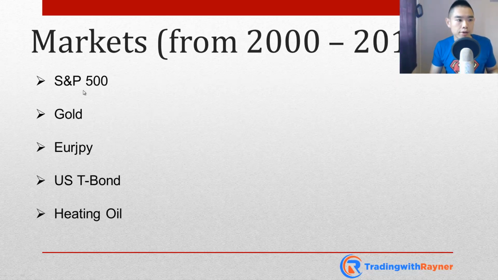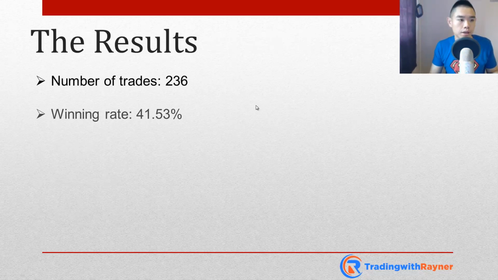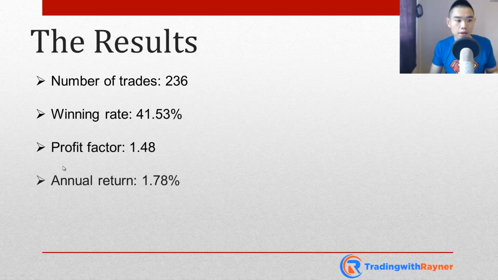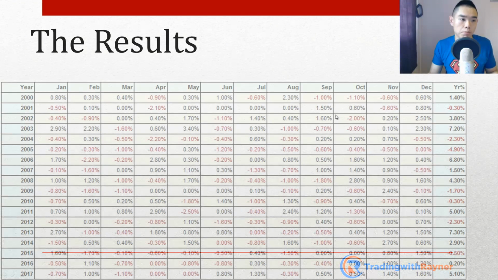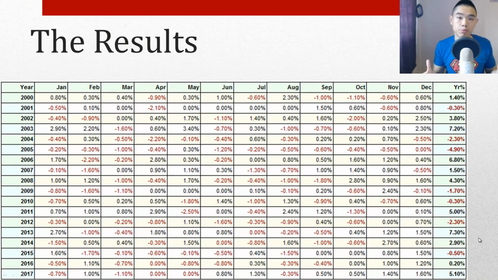The markets that we trade are the S&P 500, gold, euro yen, UST bond, and heating oil. So it's over 18 years from 2000 to 2017. And here are the results of this trading strategy. Number of trades, 236. Winning rate, about 41.53%. Profit factor, 1.48, with an annual return of 1.78% and a maximum drawdown of 9.35%. And on a month-on-month, year-on-year basis, these are the results.